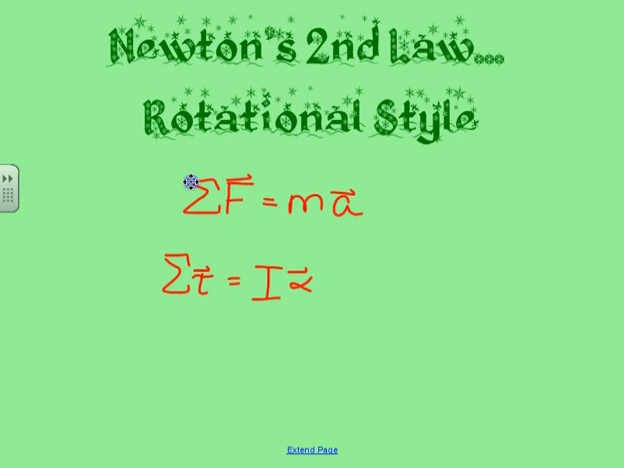So net torque equals I alpha. Net torque is the moment of inertia times the angular acceleration. Whatever the direction is of the angular acceleration, clockwise or counterclockwise, will be the direction of the net torque, and vice versa. So let's look at some problems that use this very important law.